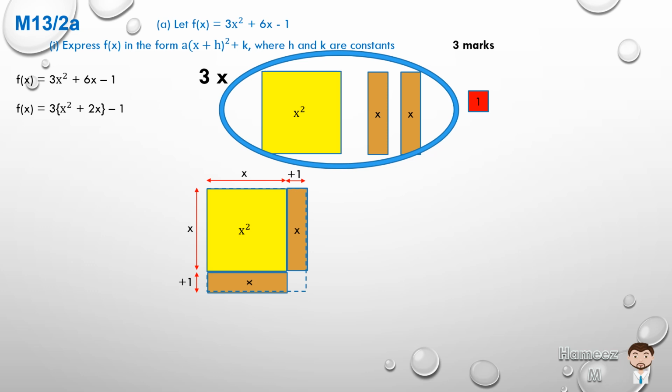So everything makes sense. And if we look at this square here, this square looks perfect. x plus 1 by x plus 1. So x plus 1 squared. Except we're missing a space. So how do we fill that space?